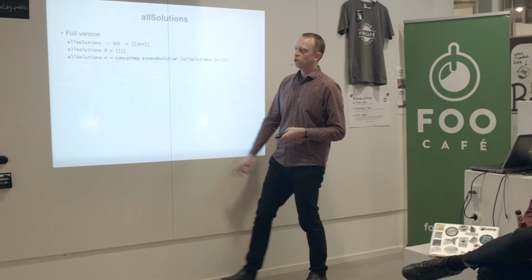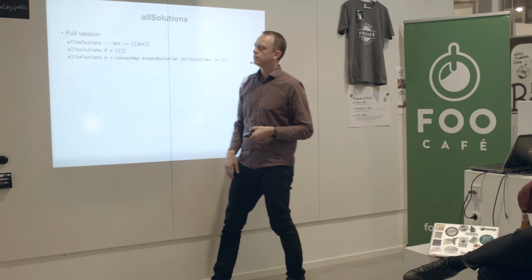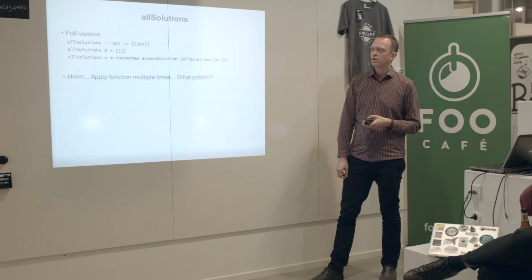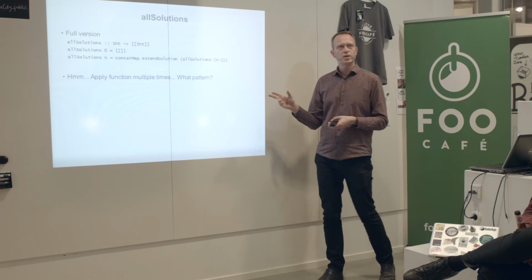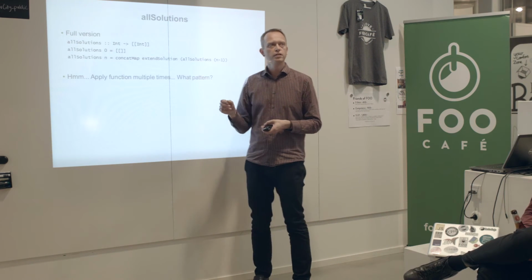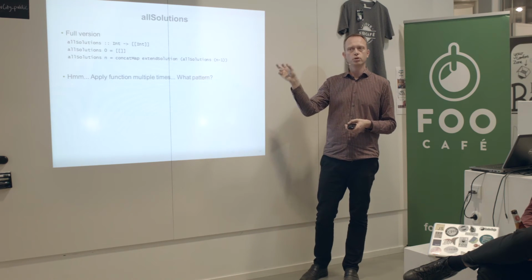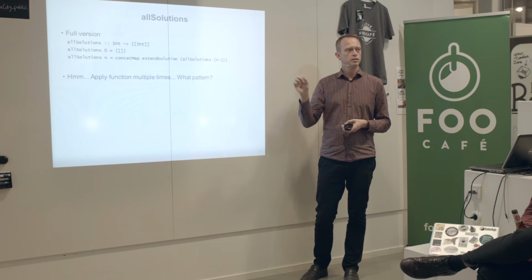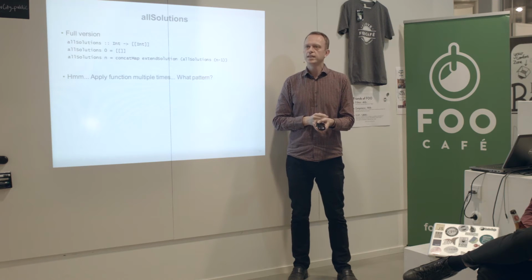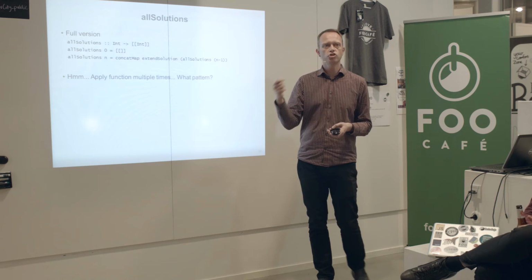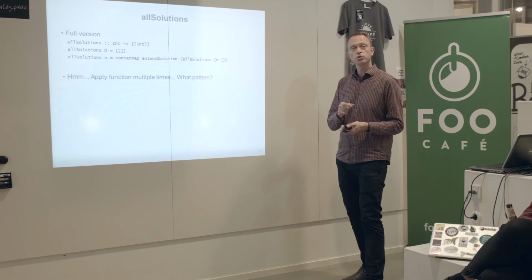So my all solution functions now can be written like this. However, there is also a pattern here, sort of hiding under the hood. Because what I'm doing is applying the same function over and over again. And that is basically the pattern iterate. Iterate does exactly that. It applies the same function over and over again. However, it creates a list of them.